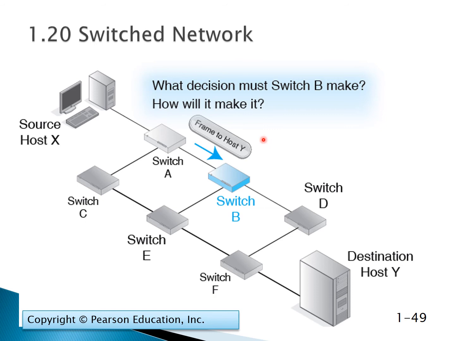So again, what decision must switch B make? Switch B, as we said, will have to decide whether the message should go to D or E, and it will make the decision based on its own switching table.